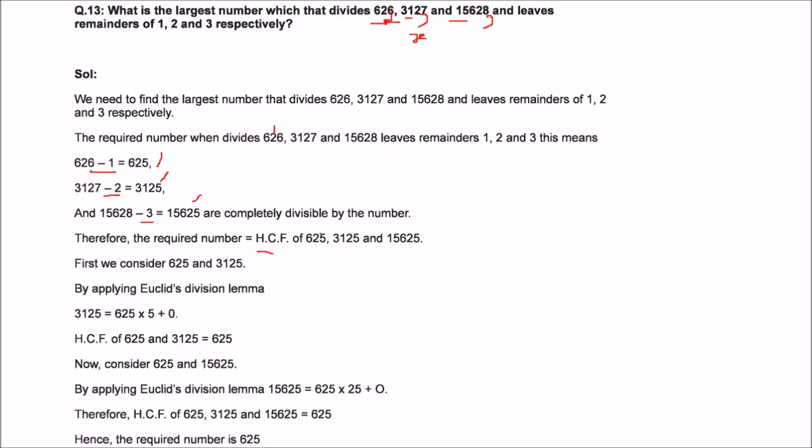So how do we do it? We'll take these two numbers first and find out the HCF of these two, and then the HCF of that result and the third number will be the final HCF of these three numbers. So 3125 is simply 625 into 5. In the first go only we get a 0. So 625 is the HCF of 625 and 3125. Now we'll take 625 and 15625. Again we get 0. If we represent 15625 using Euclid division lemma in the form of 625 into 25, we get 625 as the HCF. So this is the HCF for all these three, and this is the number which divides these three, giving the remainders as 1, 2, and 3.